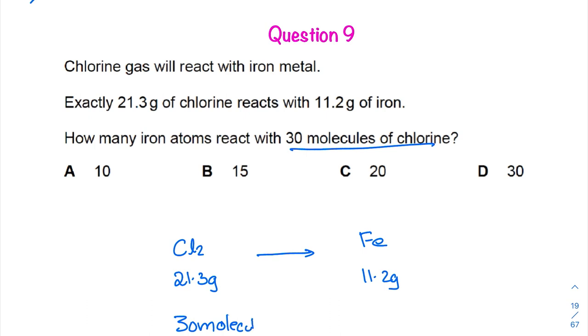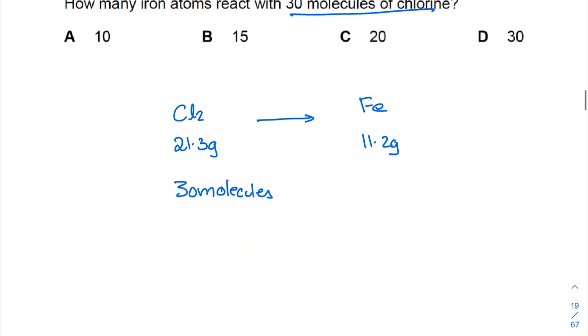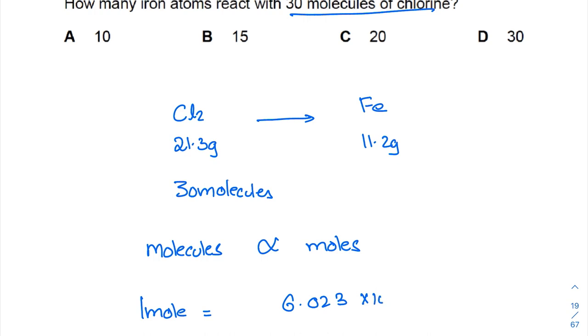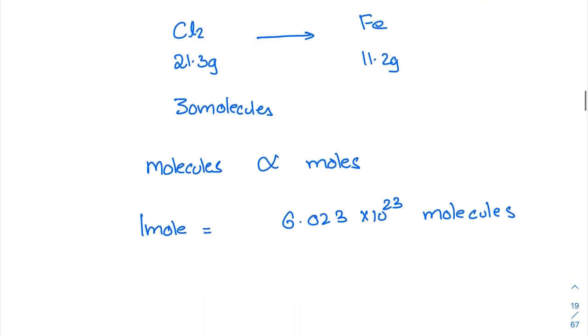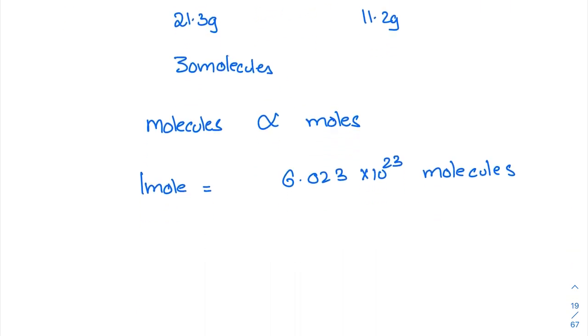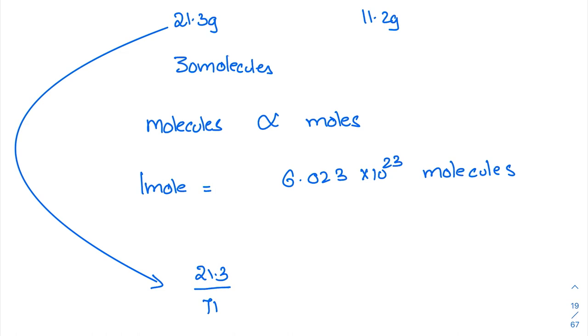For finding 30 molecules of chlorine, we know that the number of molecules is proportional to moles. Why is that? 1 mole will always equal Avogadro's number of molecules, 6.023 times 10 to the power of 23 molecules, so they are proportional to each other. So what am I going to find? I am going to find how many moles there are in this chlorine, which is 21.3 divided by Mr. Mr of chlorine is 71, not 35.5. 35.5 times 2 is 71. So how many moles is that?